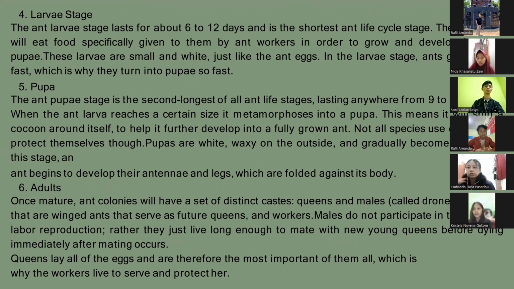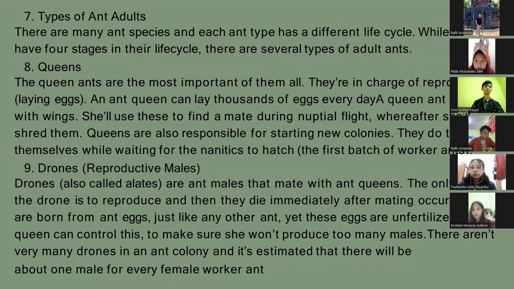Paragraph 8 is to highlight the important role played by queen ants in ant colonies. It describes their responsibility for reproducing and the ability to lay thousands of eggs every day. And the main idea of paragraph 9 is to provide information about drone ants, including their role in ant colonies, their reproductive function, and their population within the colony.